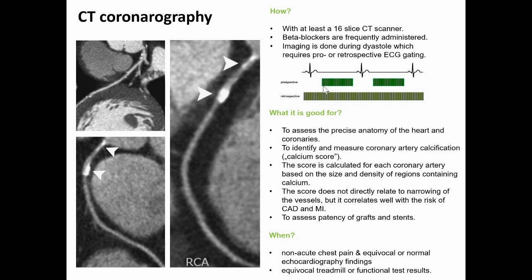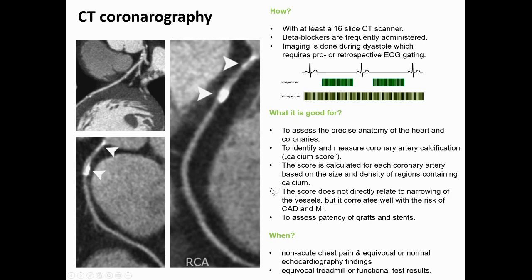This type of imaging is good to assess anatomy of the heart and the coronaries, to identify and measure calcification. You might have heard about the calcium scoring, which can be calculated for each coronary artery based on the size and the density of the regions that are thought to contain calcium. Now, the calcium score doesn't directly relate to the narrowing of the vessels, but statistically it correlates well with the risk of cardiac disease, coronary artery disease, and myocardial infarction.